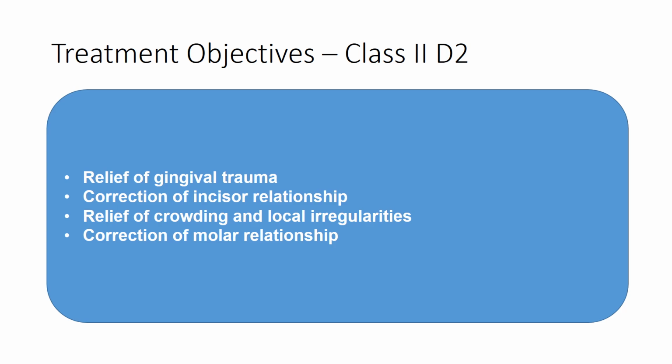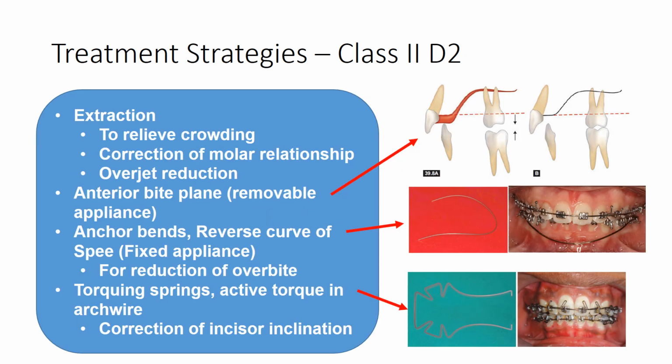Okay, what are the treatment objectives in a class 2 division 2 malocclusion? One is we need to achieve relief of gingival trauma, which can arise due to the deep bite. Then we need to correct the incisor relationship. We need to relieve crowding, correct local irregularities, and correct the molar relationship.